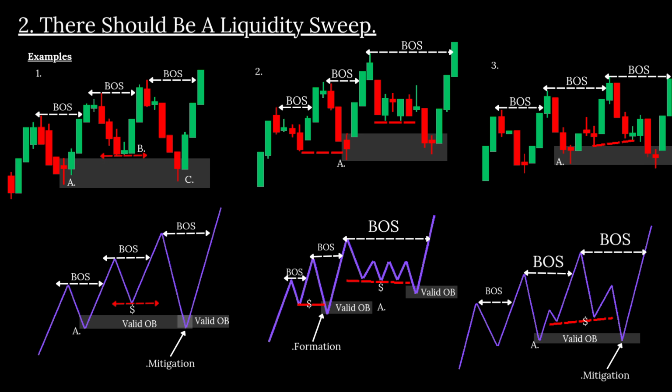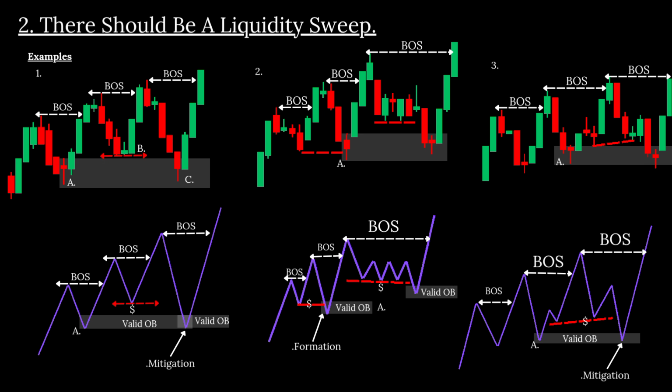2. There should be a liquidity sweep. The market often takes out liquidity, that is stop hunts or fake breakouts, before reversing. This happens when price moves beyond a key high or low, triggering stop losses and trapping retail traders in the wrong direction. A valid order block usually forms after liquidity is taken, because institutional traders use this liquidity to execute large orders before price reverses.